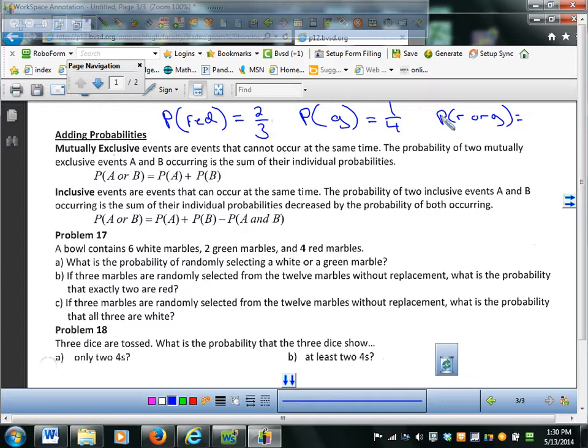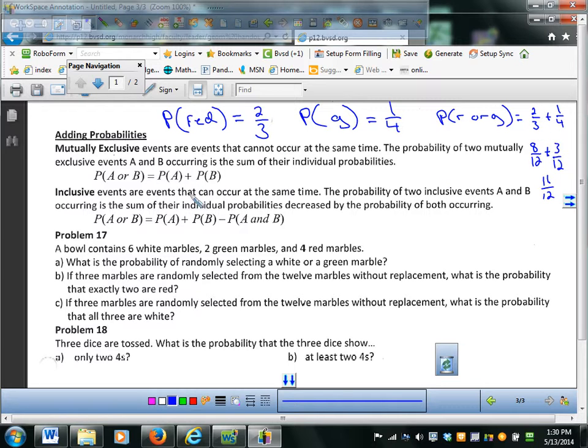And so you have to use a common denominator. So this is 2/3 plus 1/4, which is 12ths, right? So that's 8/12 plus 3/12, is that right? Which is 11/12 of the time you're going to get red or green. It's not times, it's plus.